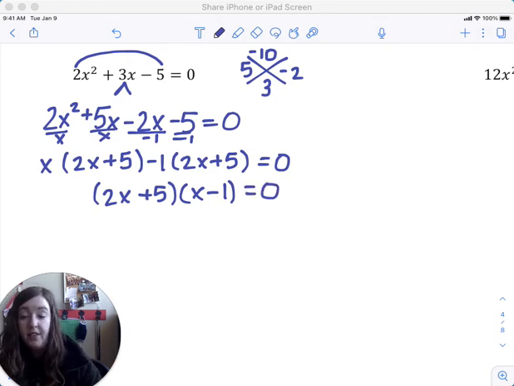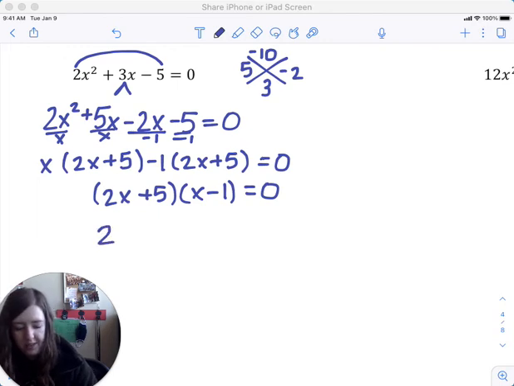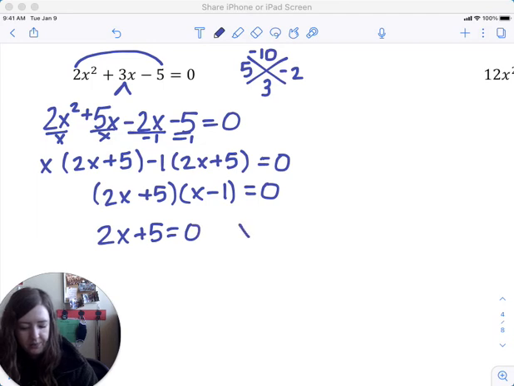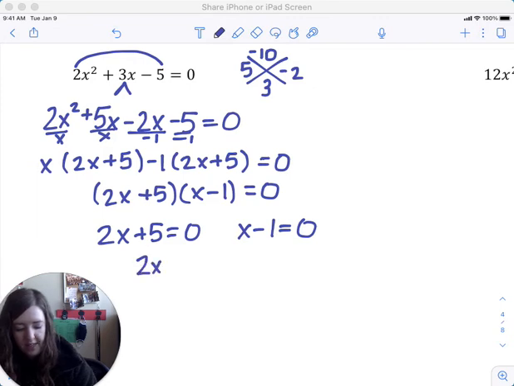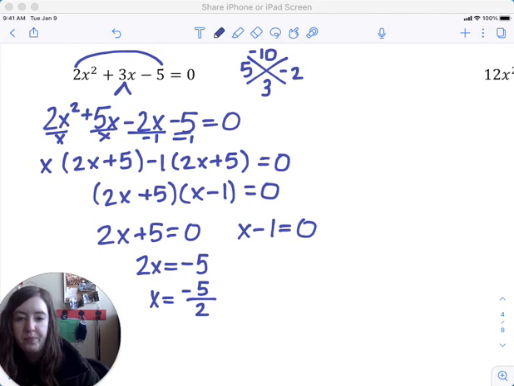Now that we have it factored and they multiply to equal 0, we'll set both of those equal to 0. 2x plus 5 equals 0. x minus 1 equals 0. That 2x plus 5, we'll subtract 5 on both sides. So 2x equals negative 5. And we'll divide by 2 on both sides. So that'll be negative 5 halves. With x minus 1 equals 0, we'll add 1 to both sides. So x equals 1.